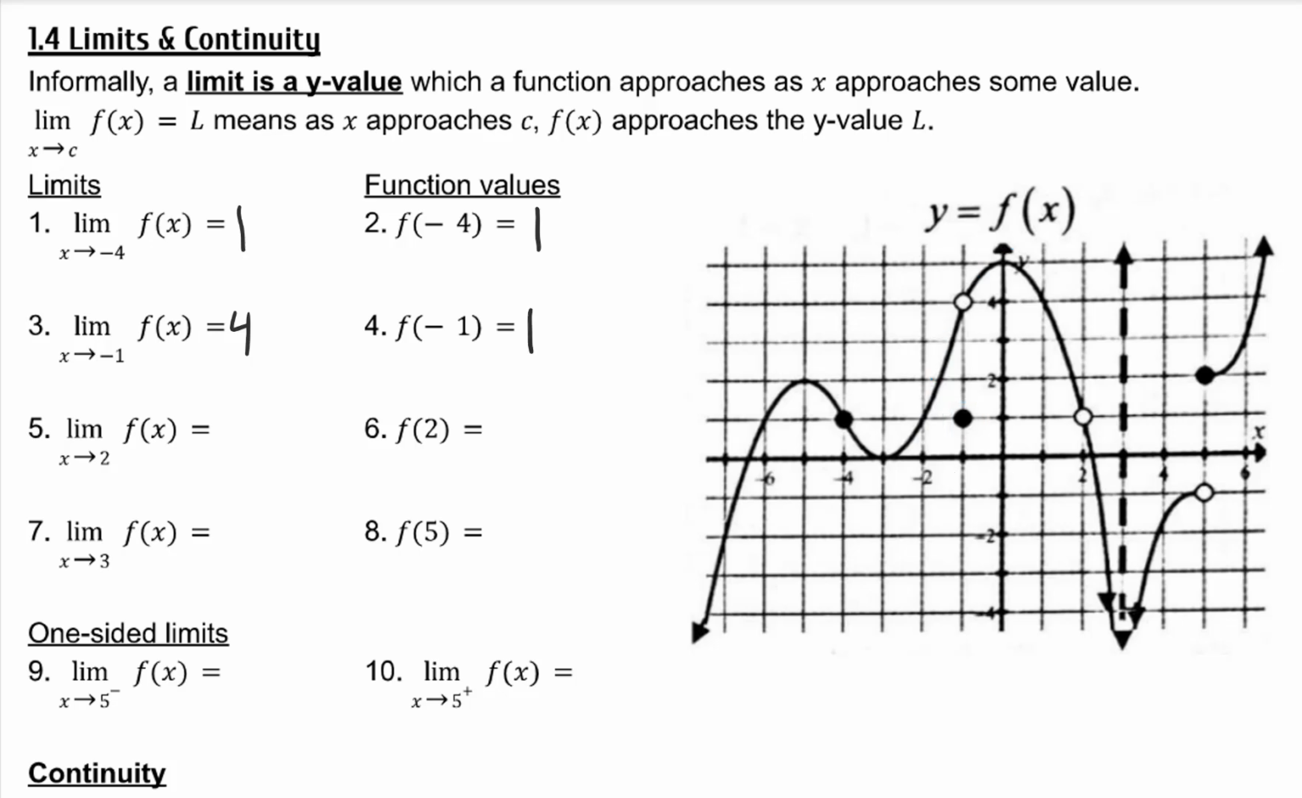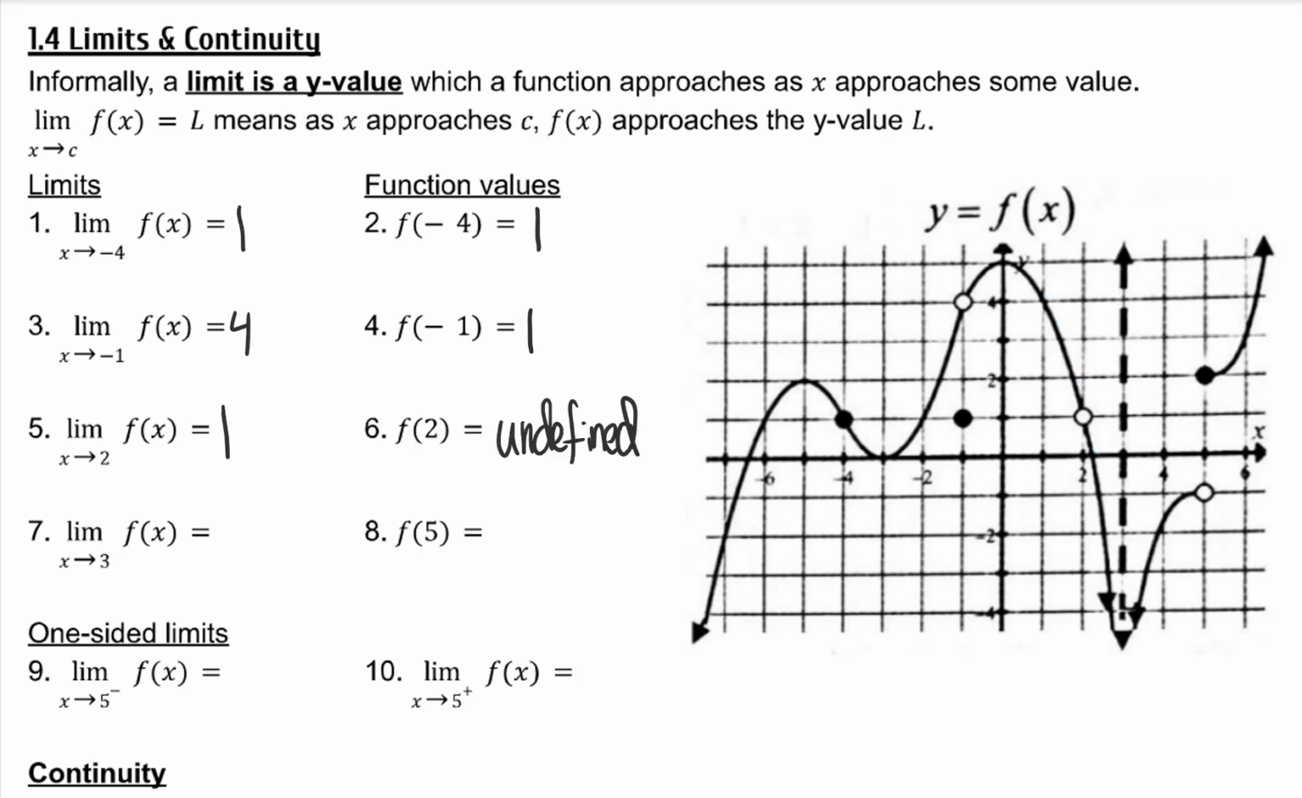As we're approaching 2 from the left and the right, the y values are approaching 1. What is f of 2? F of 2 is undefined. There's actually no point where x is equal to 2 on this graph.